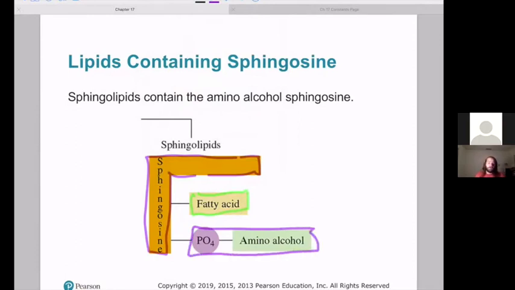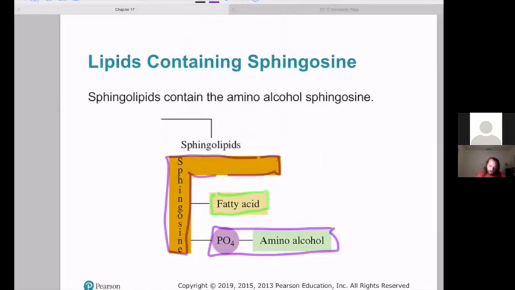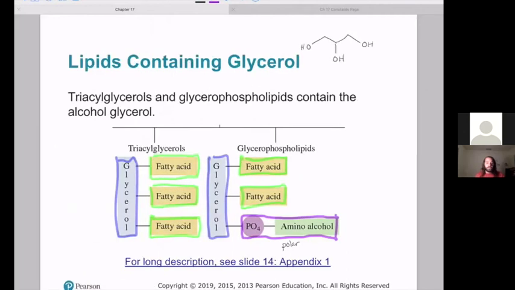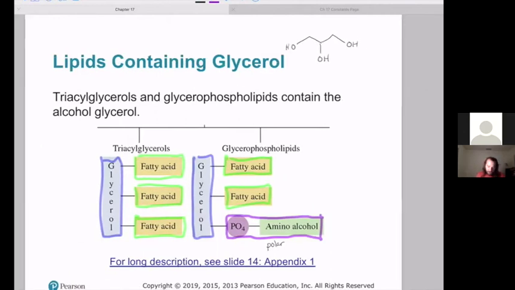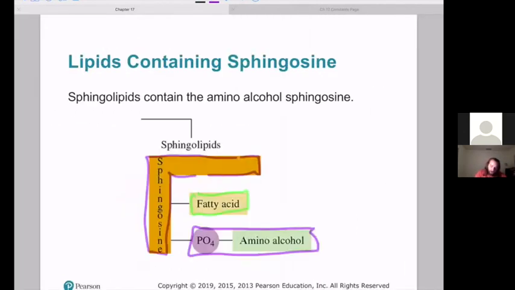amino alcohol. Okay. They play very similar roles to the glycerophospholipids, right? You can see that they're very structurally similar. They have their own unique portion, the sphingosine. They are found primarily in nerves and in your brain as well. Okay, so they're like a very specialized type of lipid.